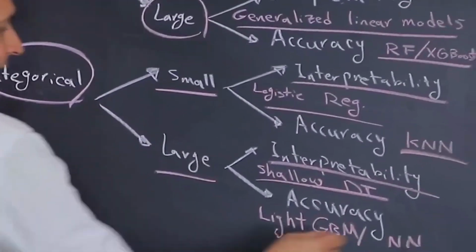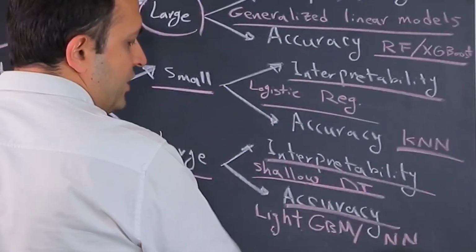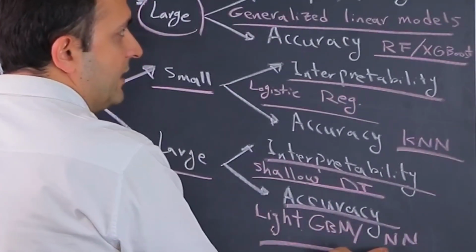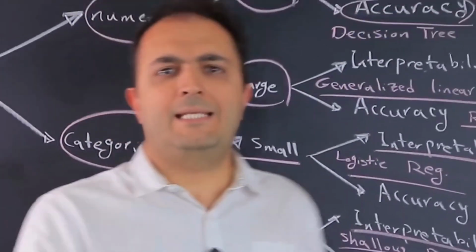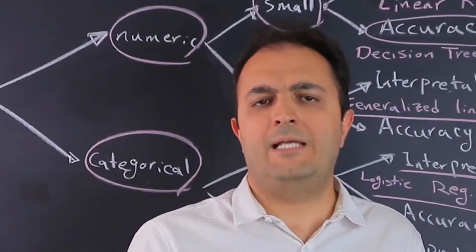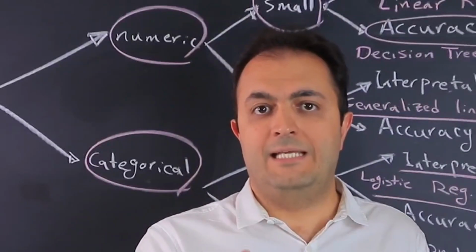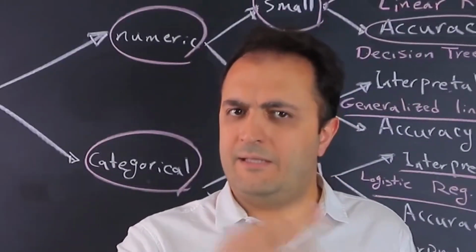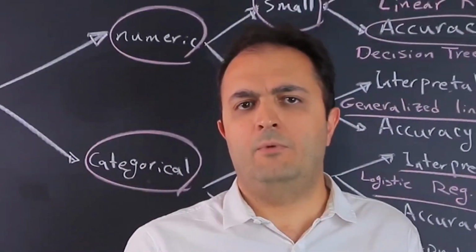But if accuracy is what matters to us, then we use methods like GBM or neural networks. Like what? Like detecting whether an account on social media is fake. Accuracy is important to us in this case. Interpretability isn't really that important to us here.